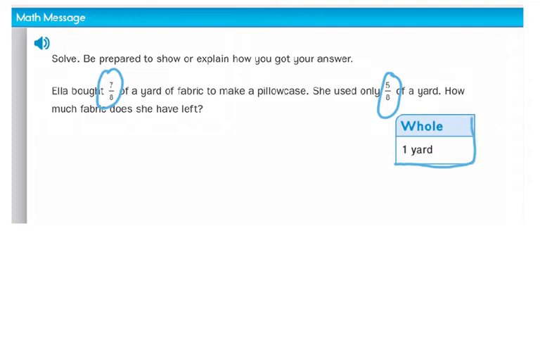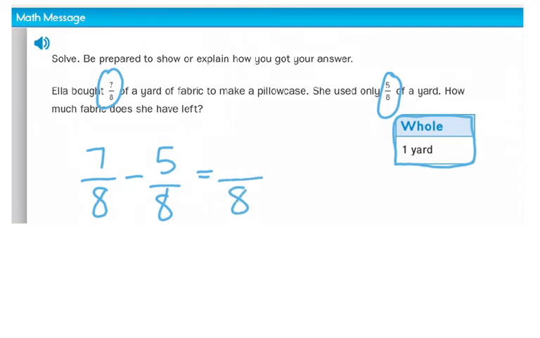So we figure out the whole is referring to 1 yard of fabric. She bought 7/8. Go ahead and write this on your whiteboard. She took away or used up 5/8 of it. How much does she have left? Keep eighths the same, and all we have to do is take 7 minus 5 is 2. 2/8 of a yard.